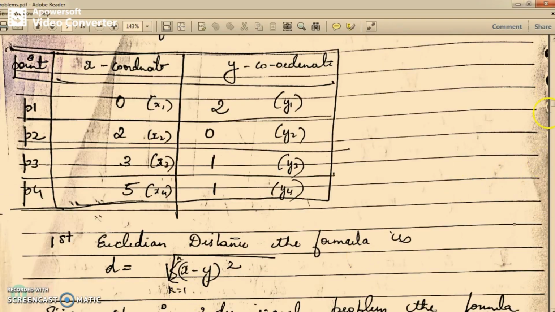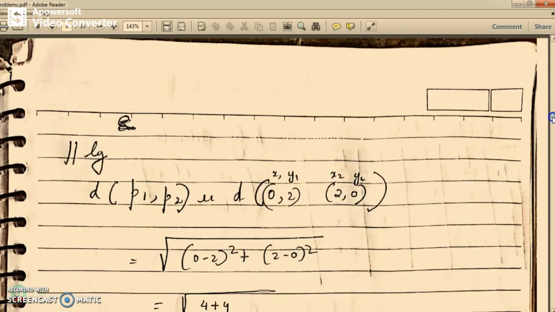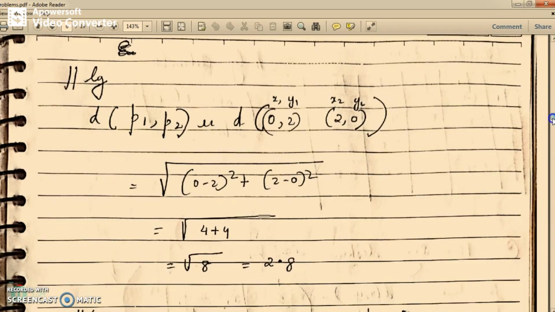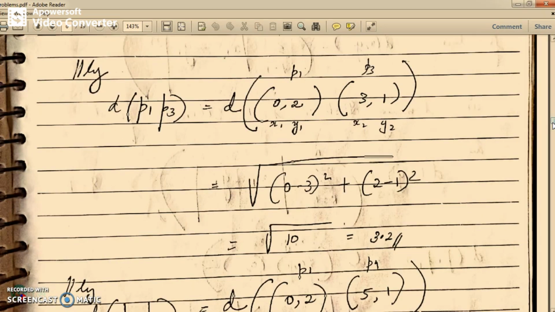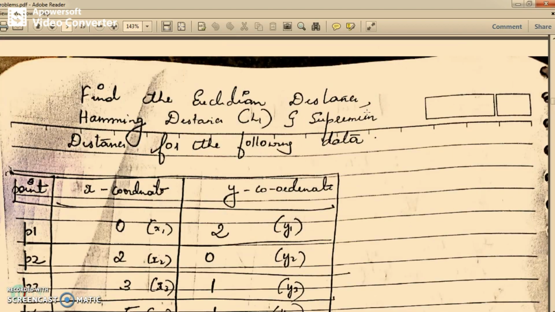So I hope it is clear about the Euclidean distance. You can see the calculations over here. We have calculated the distance between points P1 and P2. Similarly, we calculated the distance between P1 and P3. Here you can see the point P1 is given by 0, 2 and the point P3, the coordinate is 3, 1. Can you all see there in the data set? P1 is 0, 2, x coordinate and y coordinate. P1 is 0, 2, that is x and y coordinate. P3 is 3, 1, that is x and y coordinate, x3 and y3.